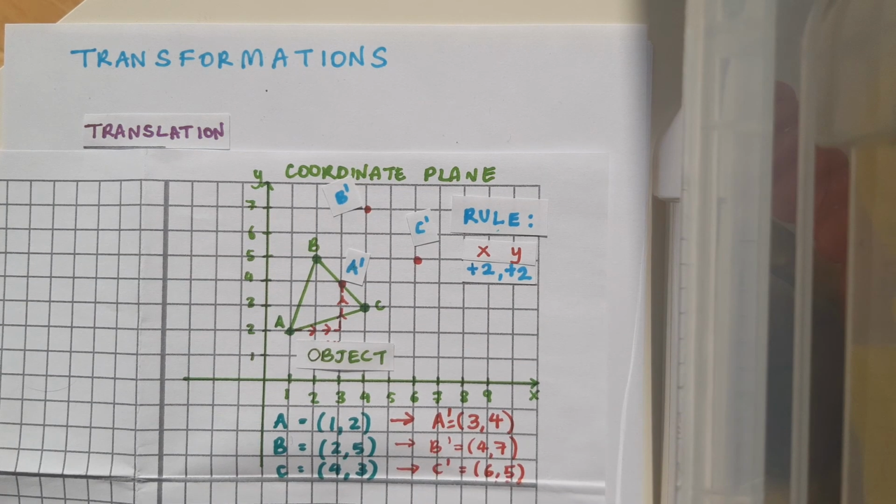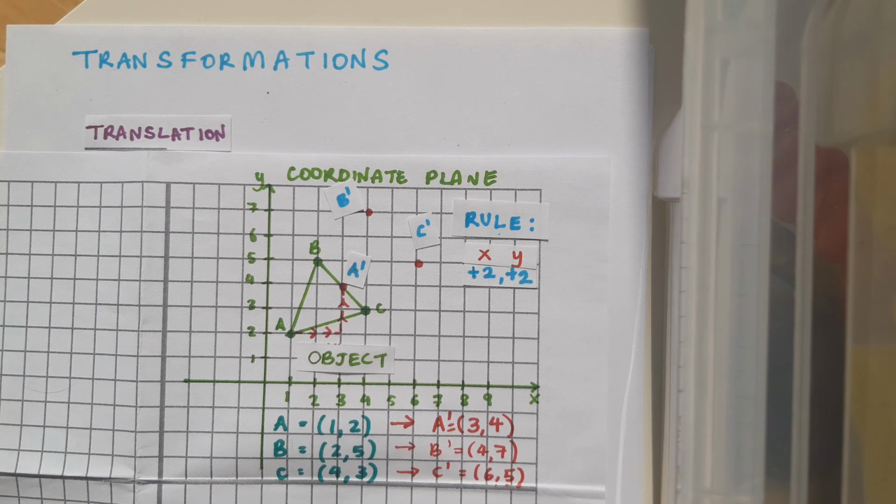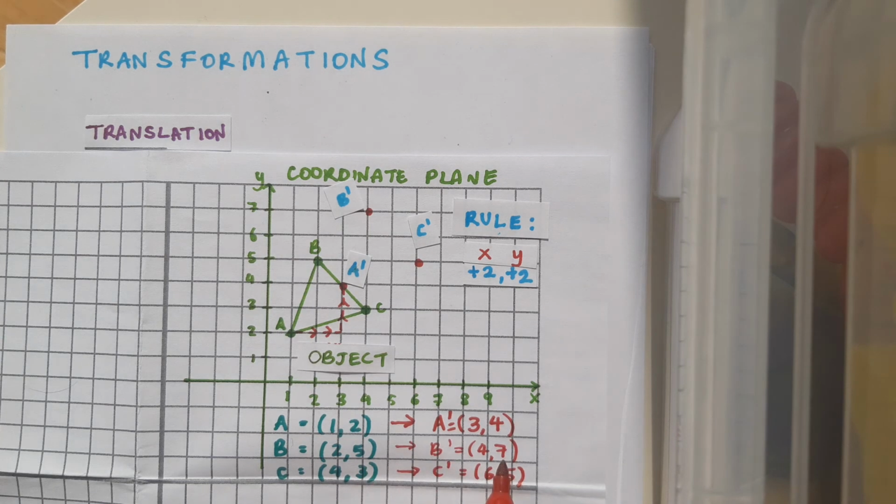And it's possible to see here that we can do these translations visually using our grid on our coordinate plane, but equally we can use the rule for the translation to directly apply it to the coordinates of each point. So for example, since the rule is +2 +2, 1 + 2 is 3, 2 + 2 is 4, 2 + 2 is 4, 5 + 2 is 7, 4 + 2 is 6, 3 + 2 is 5.